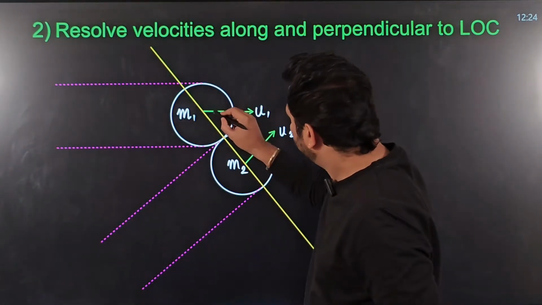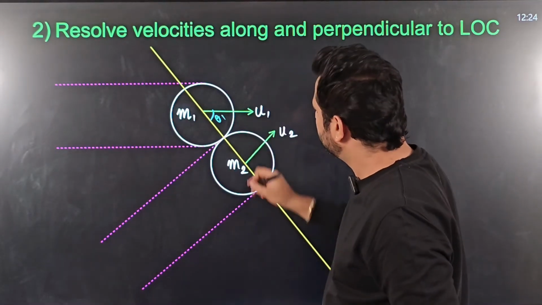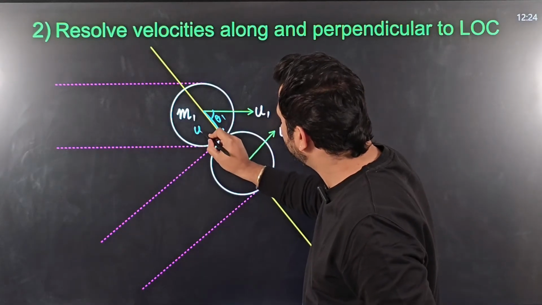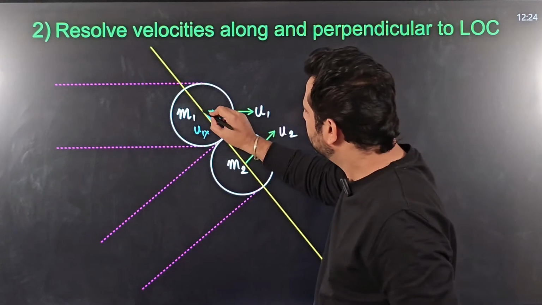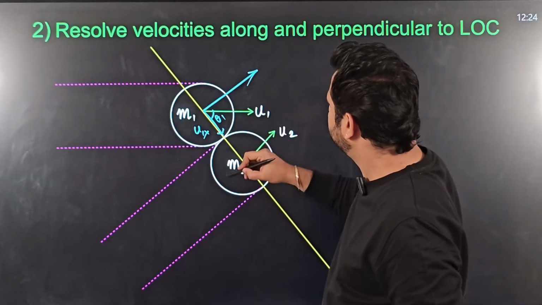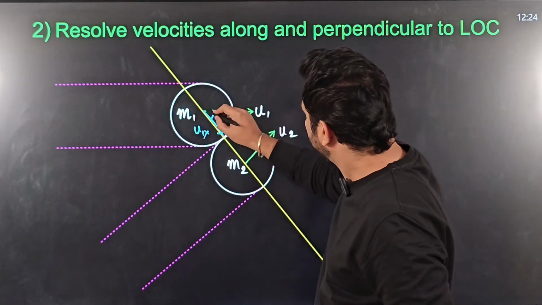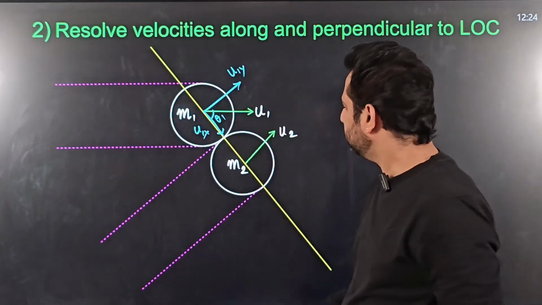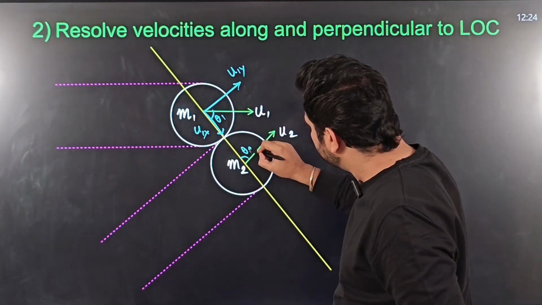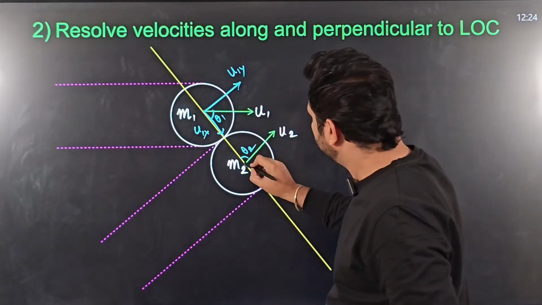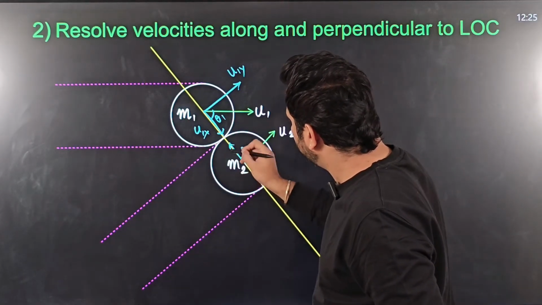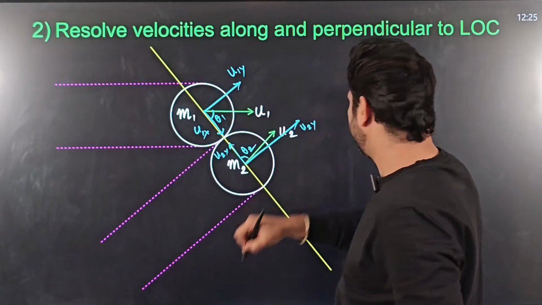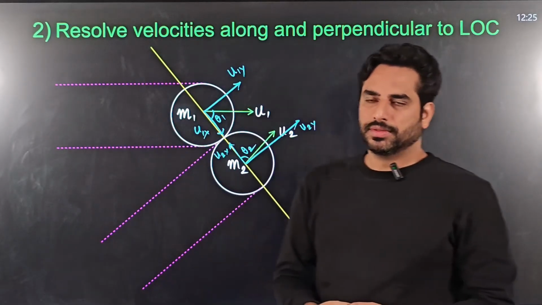So let us do that. Say U1 is making some angle θ1 with line of collision. So there is a component of velocity along the line of collision, that is U1 cos θ1, or I'll simply write it as U1x. And there is a component of velocity perpendicular to line of impact or line of collision. So I'll name it as U1y, which is U1 sin θ1. Similarly, U2 is making some angle θ2 with line of collision. So I can resolve U2. Along the line of collision, it is U2x, and perpendicular to line of collision, it is U2y. This is the second step.